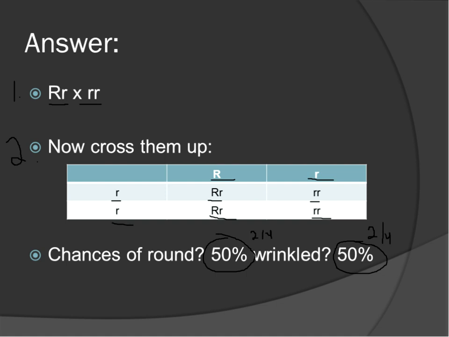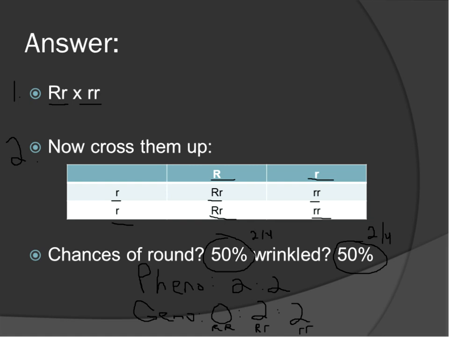So your phenotype ratio, remember you're comparing what they look like. You got 2 round and you got 2 wrinkled. Very simple. If they ask you for the genotype ratio, it's also very simple as long as you know what you're doing. I got 0 big R, big R. I got 2 big R, little r's. And I got 2 little r, little r's. Everybody see how I got that?